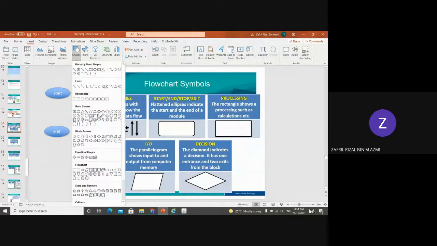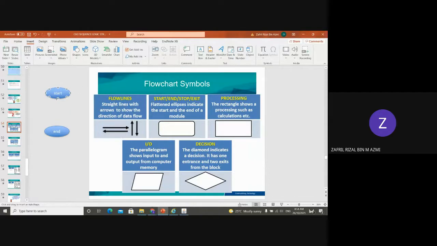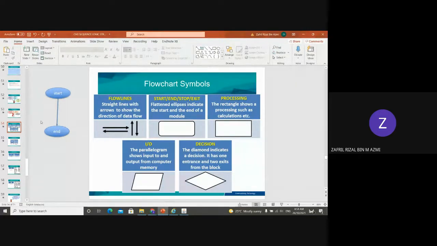Okay, and then we have line. So this is an empty flowchart, okay, without any process. Okay. And then we have processing. Okay, processing, most of the time we use it for calculation.